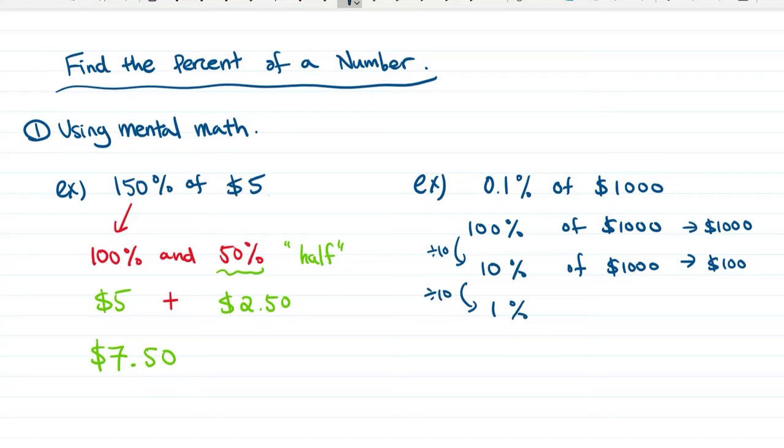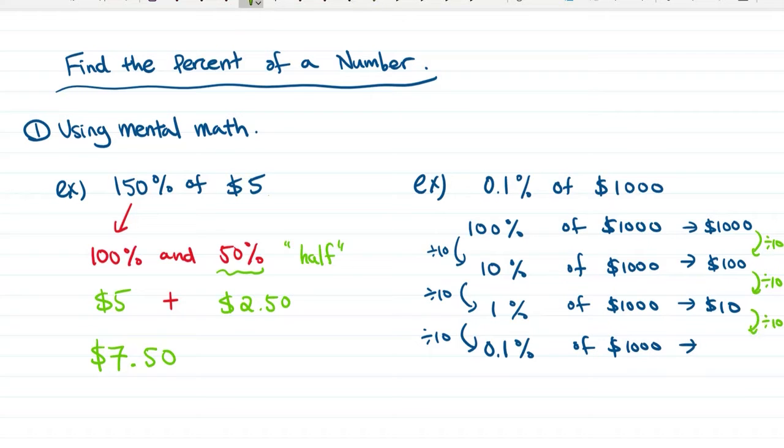So divided by 10, 1% of 1,000 is $10. So we're almost there. We divided by 10 again. 1 divided by 10 is 0.1%. And 10 divided by 10 is $1. So the answer is $1. 0.1% of $1,000 is $1.